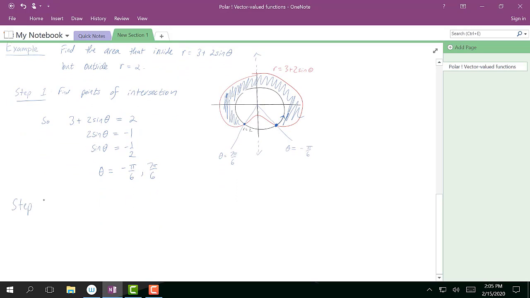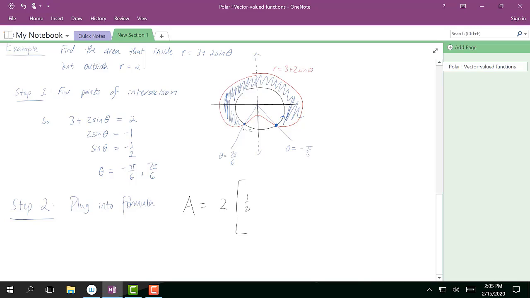Step 2 is going to be to find the area. So all we're going to do is plug it into our formula. So plug into formula. And again, we're going to use symmetry. In particular, the area is going to be equal to 2 times... and now we have to think about what our upper bound is going to be.